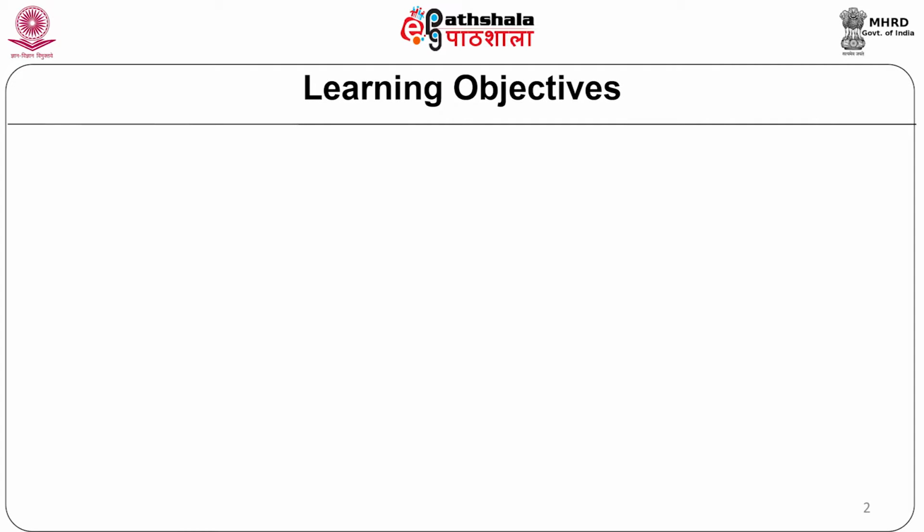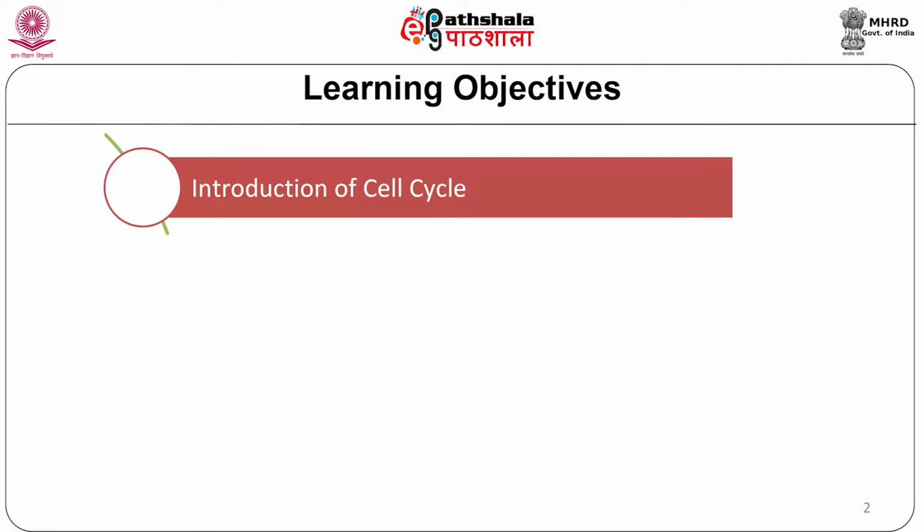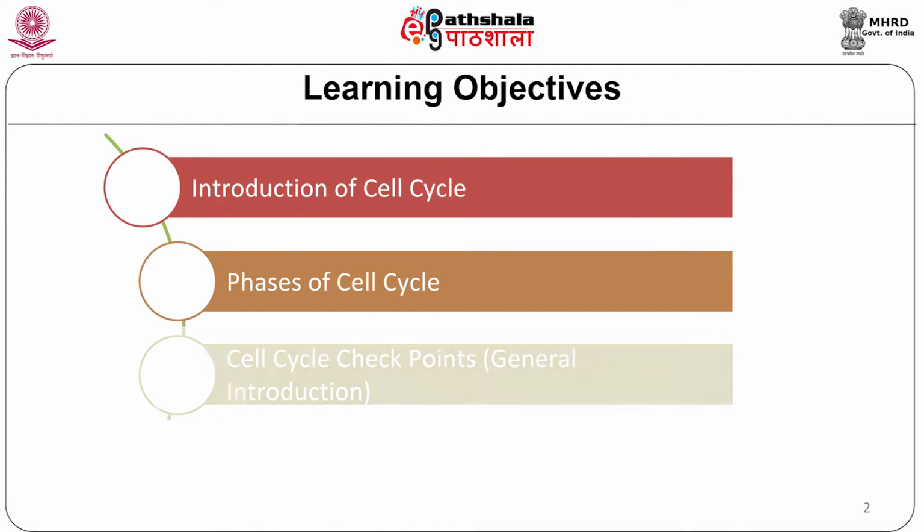The cell cycle includes two main phases: M phase, that is the mitosis phase, which leads to division of a cell, and the longest one, interphase, which includes G1 phase, S phase and G2 phase, which leads to growth of cells. So, in this module we are going to learn about the cell cycle and phases of the cell cycle. Learning objectives of this module are introduction to the cell cycle, phases of a cell cycle, and checkpoints in general, because we are going to study this topic in a separate module.